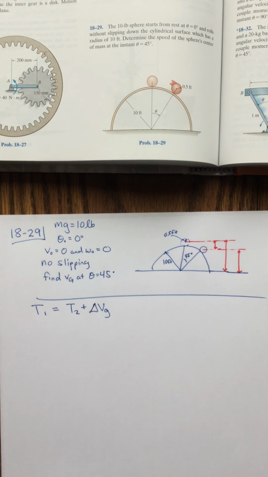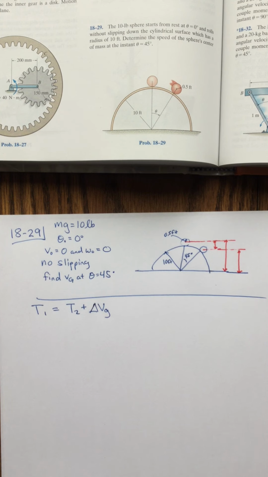This is problem 29 from chapter 18. The 10-pound sphere starts from rest when theta is equal to 0 degrees and rolls without slipping down the cylindrical surface, which has a radius of 10 feet. Determine the speed of the sphere's center of mass at the instant when theta is equal to 45 degrees.